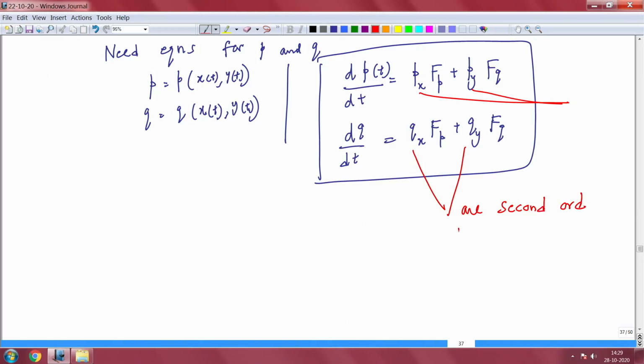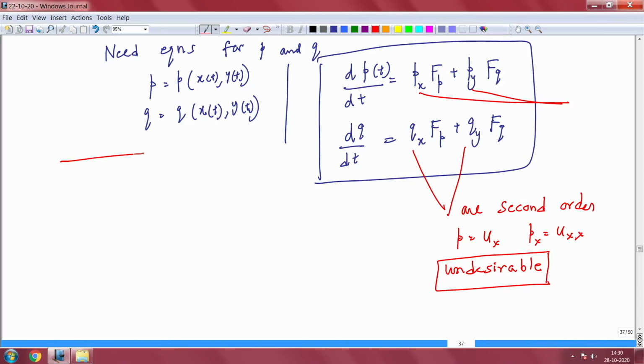For example, because p is equal to u_x, p_x means u_xx, which is undesirable. You do not want that second order, because you are dealing with a first order equation and you do not want second order derivatives coming into the picture. Somehow you have to eliminate p_x and q_x, which you can do. I will not give you the details, you can work them out.